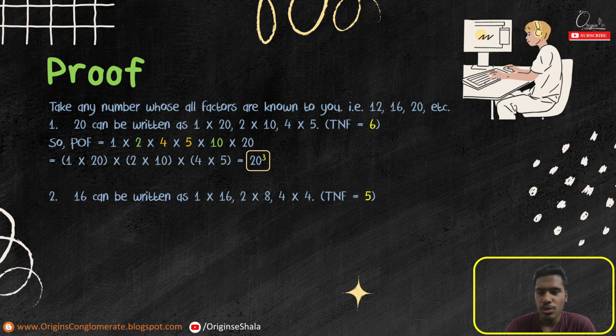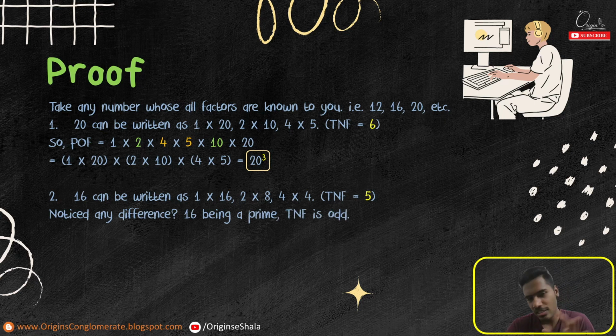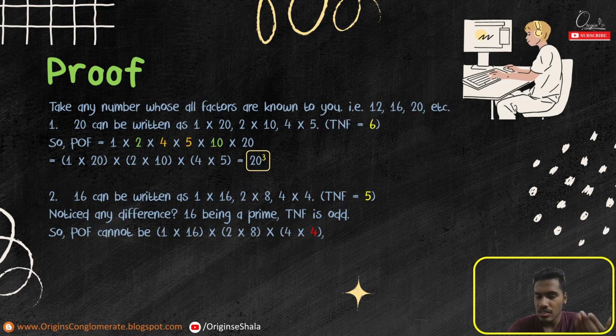Now, similar to 20, you can also do the same practice for 16 and you will find that here there is something different. The reason being 16 is a perfect square. So in the pairs, I am getting the same number twice, 4 into 4. But I am getting 3 pairs, right? The pairs I am getting are 3. But the factors are 5.